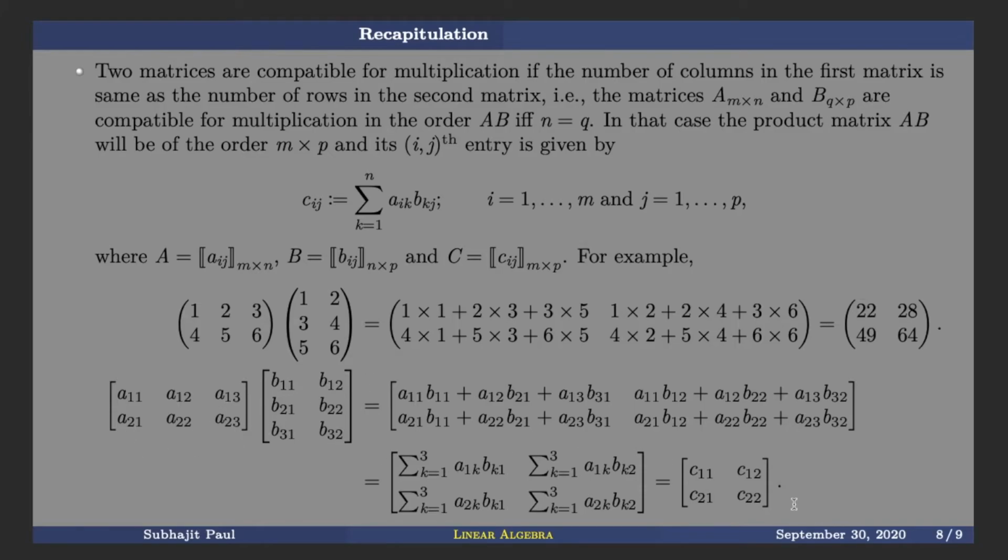Now, observe this thing carefully. Up to here, you are all familiar with everything.